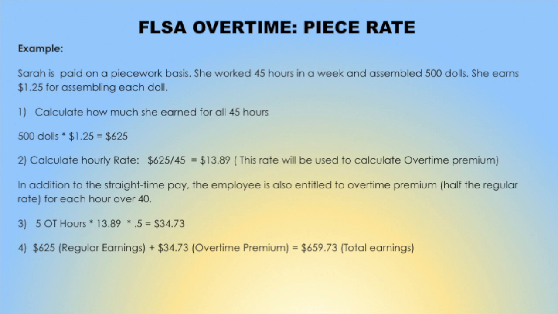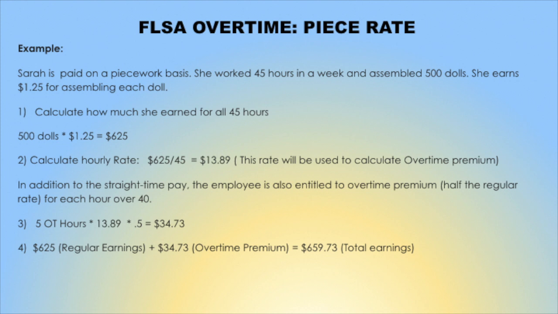Let's do one example on the piece rate earnings. Sarah is paid on a piece work basis. She worked 45 hours in a week and assembled 500 dolls. She earns $1.25 for assembling each doll.